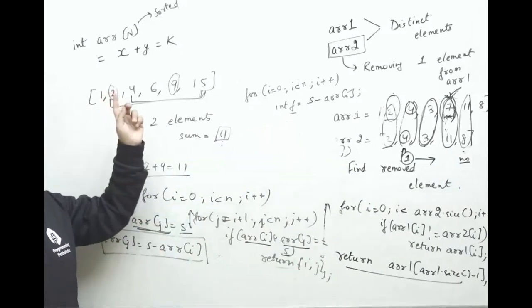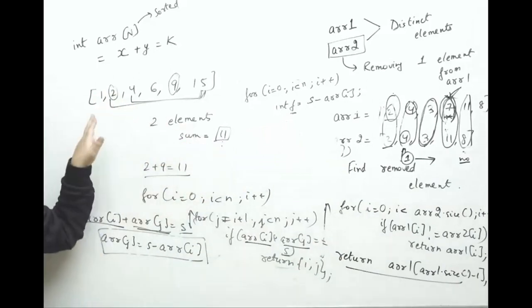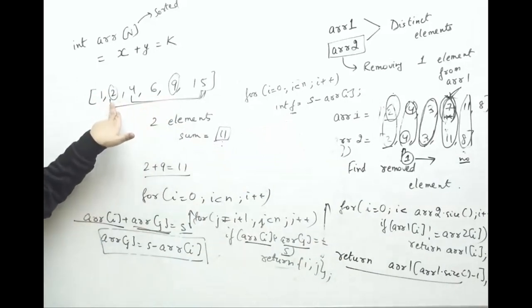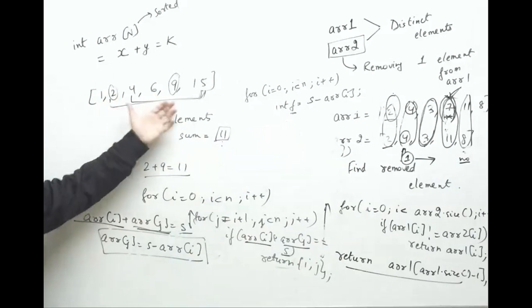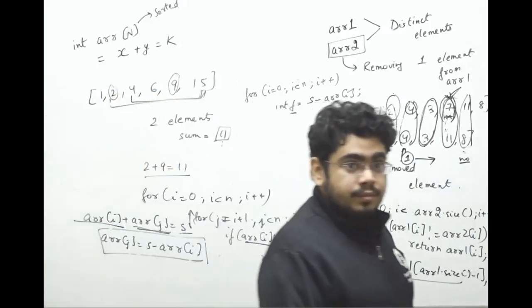So let's first fix the first element as 1, do 11 minus 1, which is 10, and try to see if we have 10. Then fix the first element as 2, do 11 minus 2, which is 9, and try to see if we have 9, using binary search.